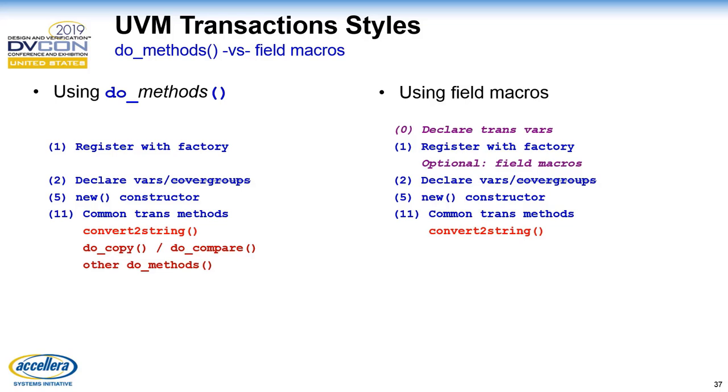Then you've got the field macro style. This is more the Cadence user guide style. And so this is what you see inside of the user guide, where the variables have to be declared at the top, and then you register it with the factory with the field macros for each of those variables. You'll have a begin and end version on the registration. Then you declare your variables, and you'll also put in the common new constructor. Then the common base transaction methods, you still code up the convert to string, but all of the rest of the do copy, do compare have been absorbed into the field macros themselves.